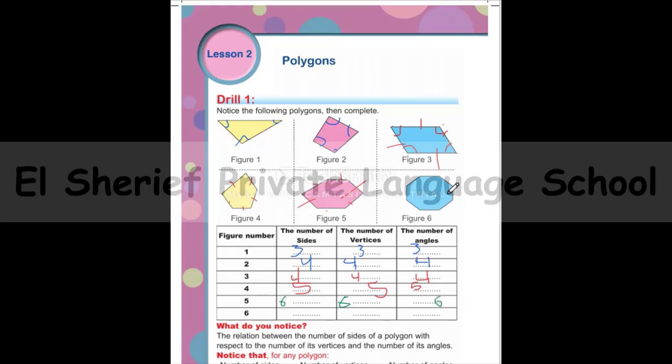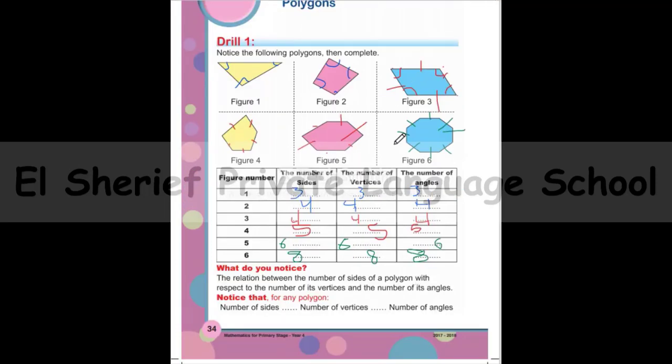Now go to figure 6. Figure 6, how many sides do we have? 1, 2, 3, 4, 5, 6, 7, 8. Okay, 8 sides. And the number of vertices, we can count these points: 1, 2, 3, 4, 5, 6, 7, 8. Also 8 vertices. And number of angles, it will be 8 also.